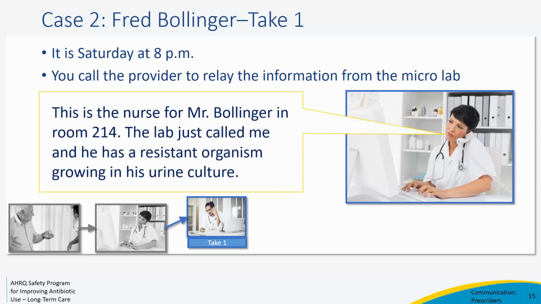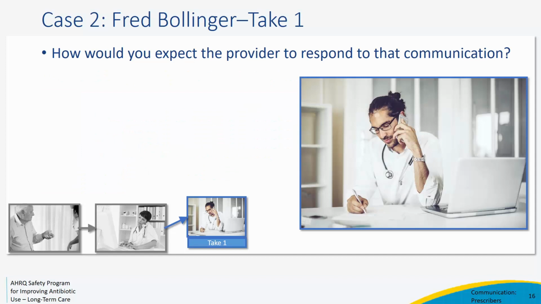This is the nurse for Mr. Bollinger in room 214. The lab just called me, and he has a resistant organism growing in his urine culture. Based on what the nurse relayed to the provider, how would you expect him to respond?